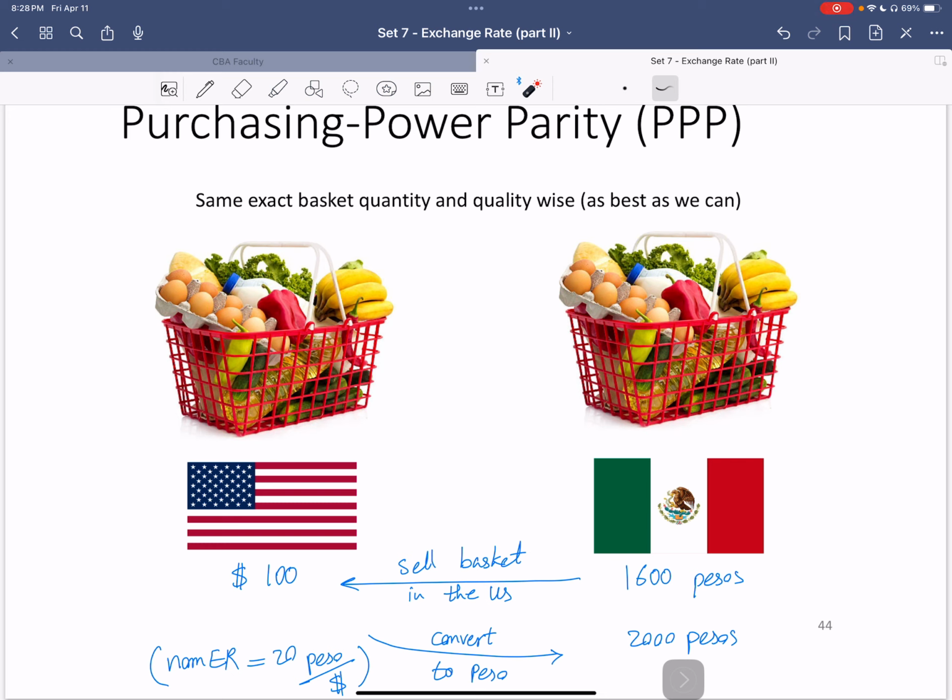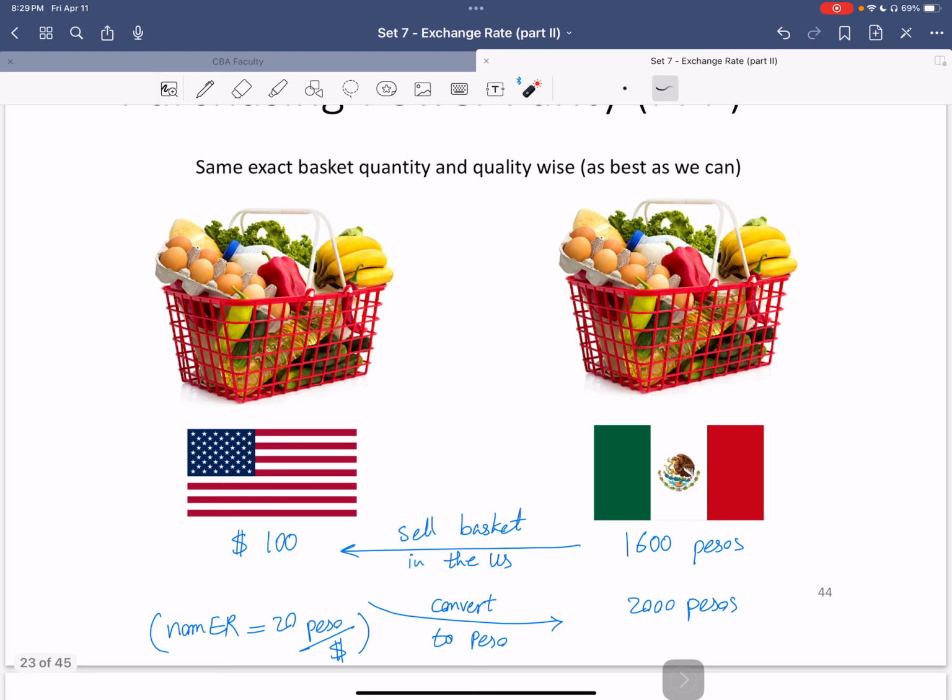But PPP says that this nominal exchange rate and this PPP rate, the ratio of the price of the same basket, should be exactly equal. If they are not equal, they must converge. And that happens due to arbitrage. Let's see what arbitrage is. Let me show that graphically.